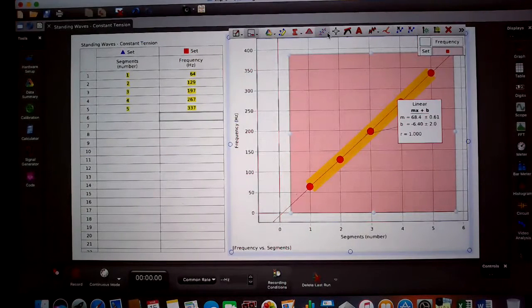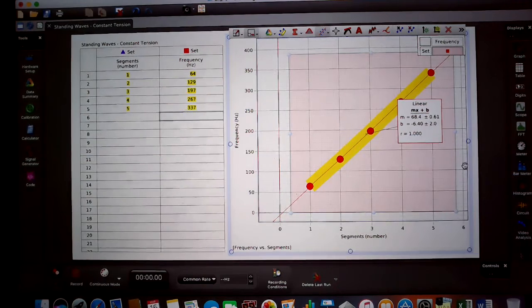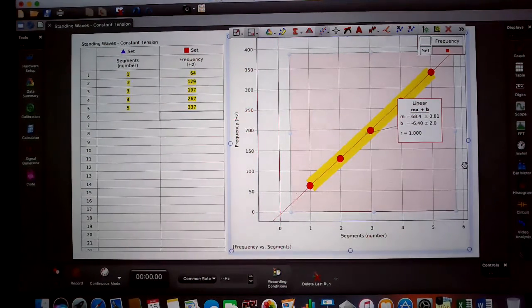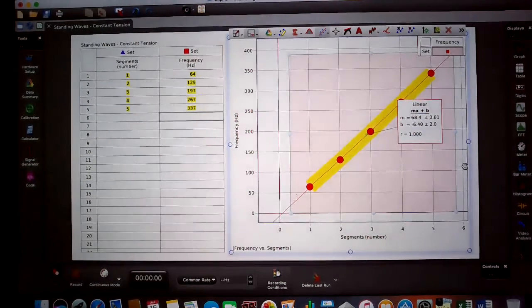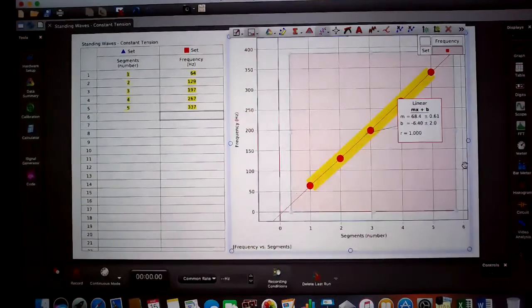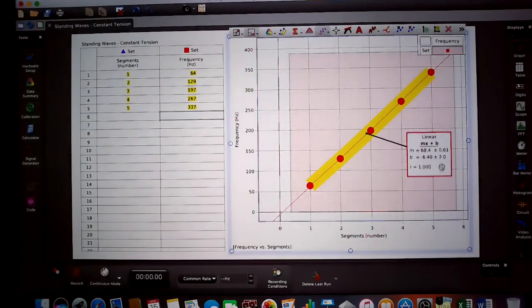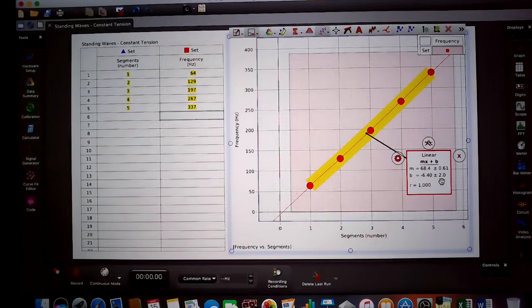I'm going to do my linear fit. And there's my slope, 68.4. So that's all I need to do for this one. And again, you can see the graph comes out pretty well there, and not as much scatter or deviation as we had with the first graph. So, my expectation is we'd probably get a more accurate value for mu here.